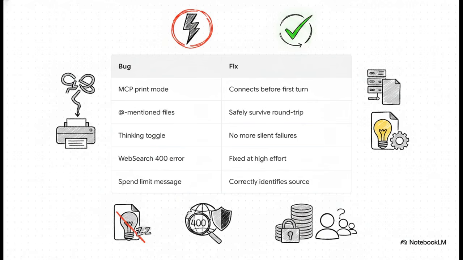Second, and this is a big one, files you mentioned used to be silently dropped if you pressed escape to retract a prompt and then resubmitted it. Now, they safely survive the round trip. They also fixed the thinking toggle, so it no longer silently fails for the rest of a session if you started with it turned off. Web search throwing a 400 error at high effort, fixed. And finally, team and enterprise users will no longer get those super confusing messages about hitting an organizational spend limit when it was actually just their individual limit. Accuracy really matters, and these fixes definitely deliver it.